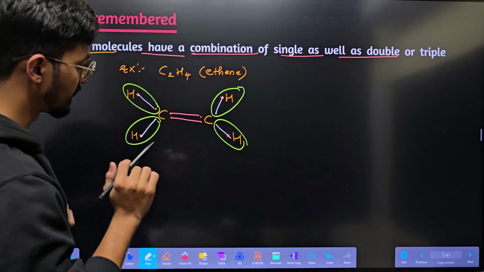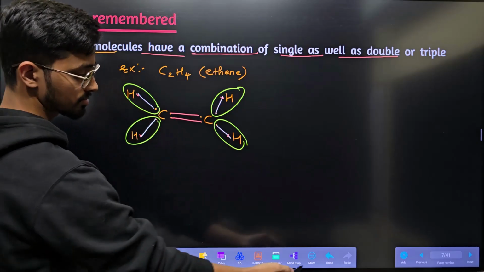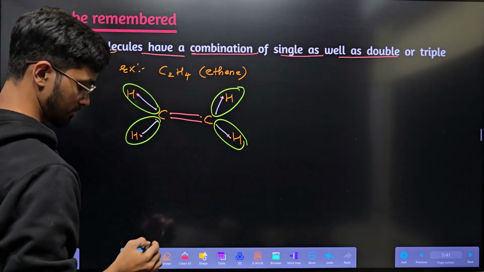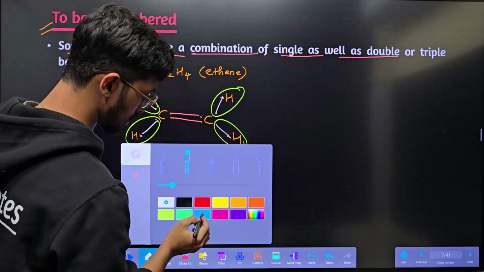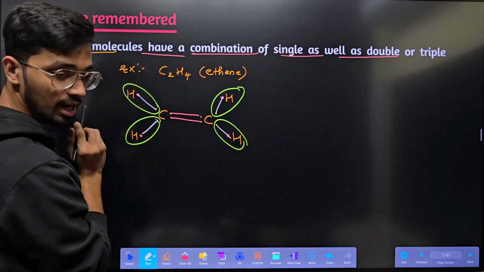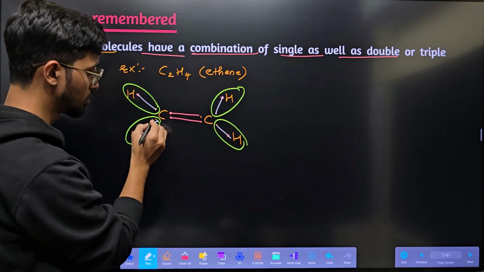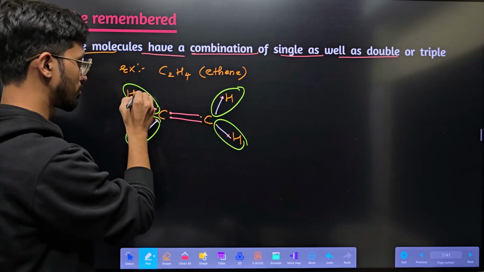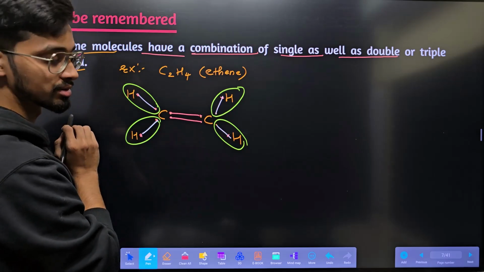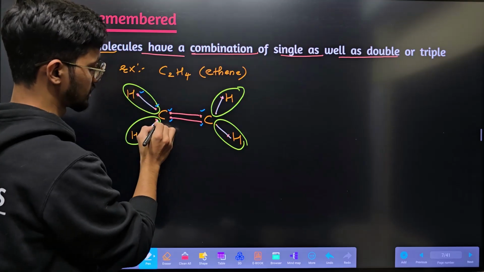So see here, how many electrons does this carbon have? If we talk about this carbon, wait, I'll just change the color and I'll show you. Yellow, this blue. See here, this carbon has 1, 2, 3, 4, 5, 6, 7 and 8. Totally 8 electrons. How many? 1, 2, 3, 4, 5, 6, 7, 8.